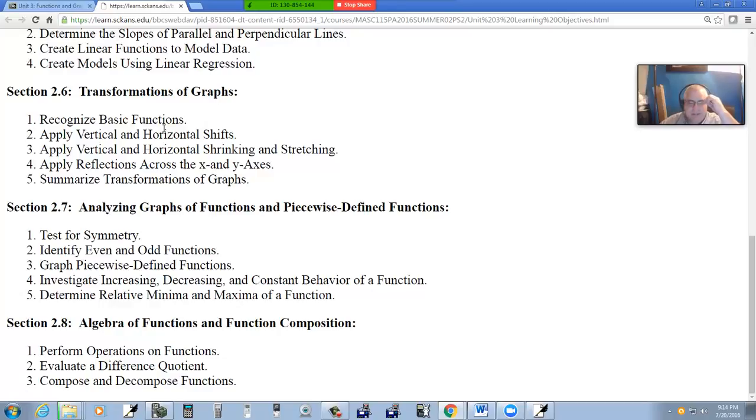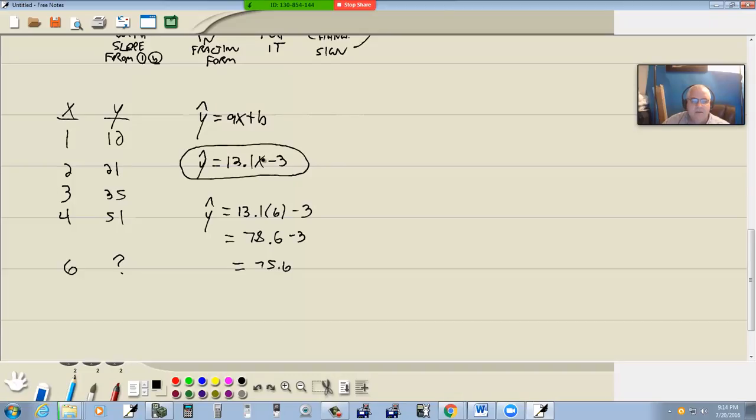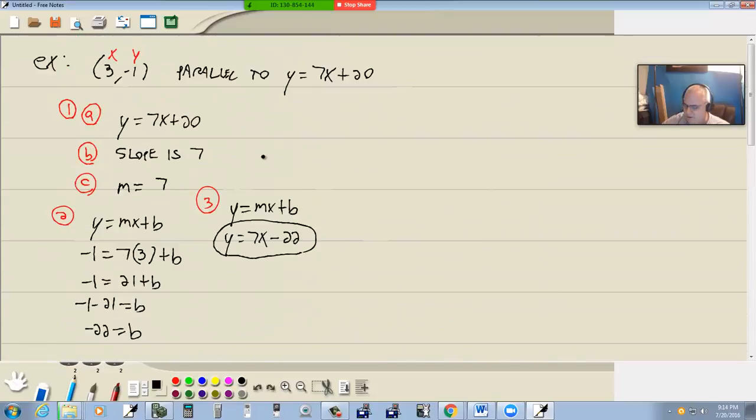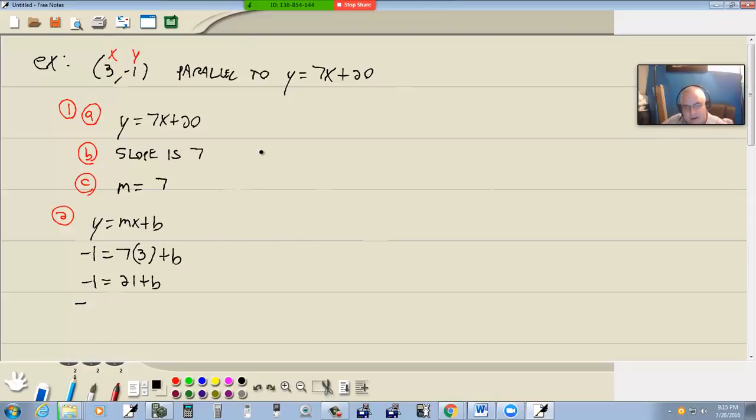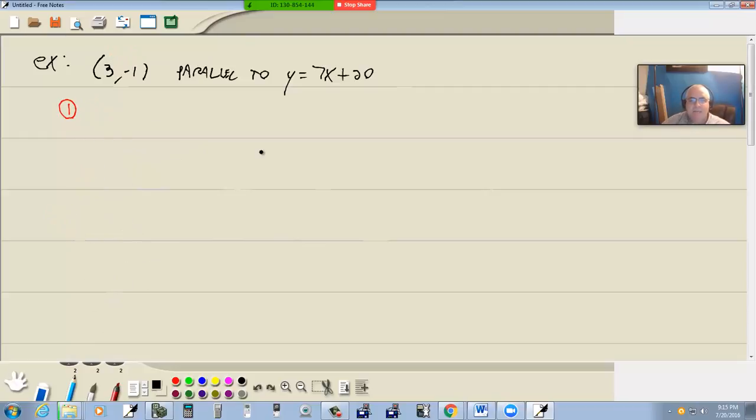Now, section 2.6 is transformations of graphs. Let me come up here and clear this off. Fairly straightforward concept. Sometimes the problems they put on the homework are not as straightforward because you have to think about it at a point level. I'm just going to give it to you at a function level.